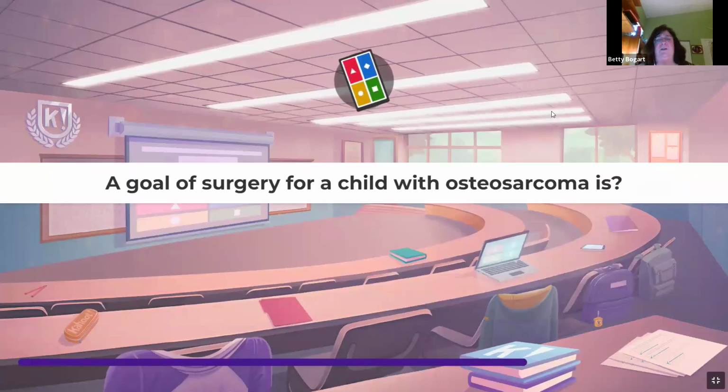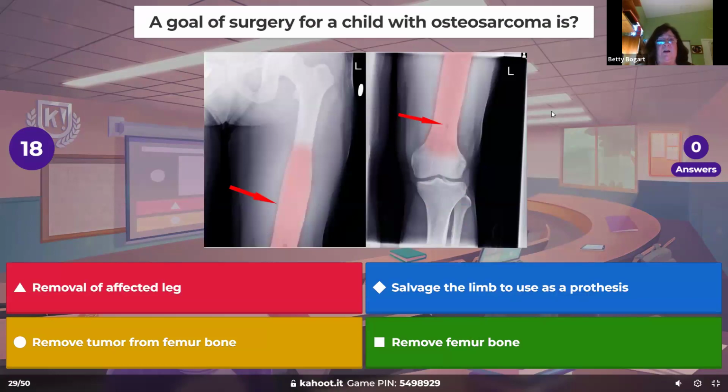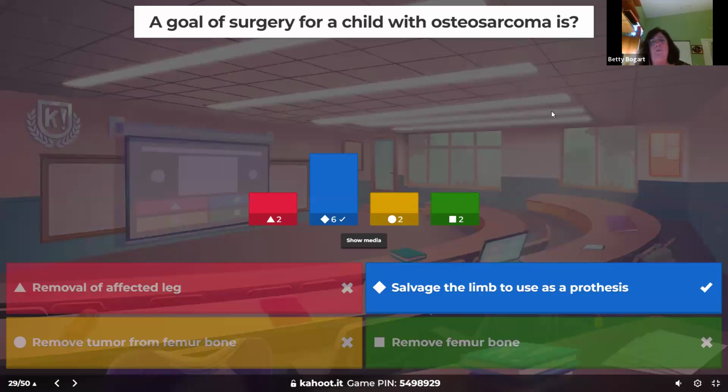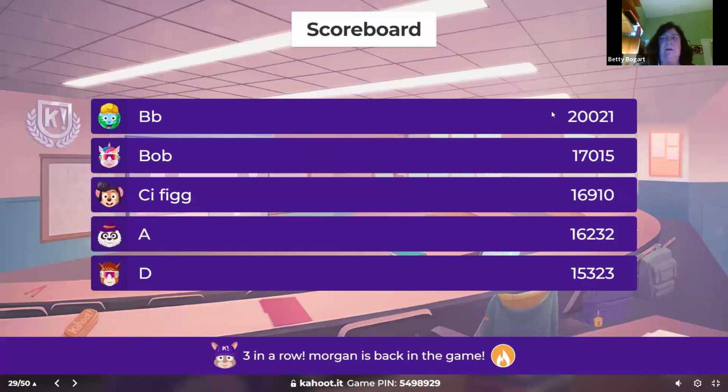A goal of surgery for a child with an osteosarcoma. Remember, osteo bone, sarcoma cancer, usually it's the femoral bone, it's long bones. And we have to take the whole bone, not a piece of it, not just chip it off. But we'll take the lower leg and put it up. We call it salvaging the limb. And because it's now attached, that child now has something to put a prosthesis on. It's easier for movement, for ambulating later on.